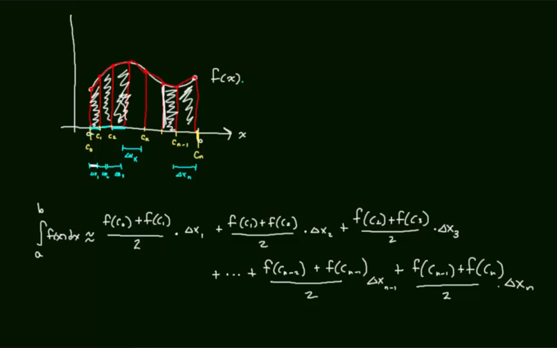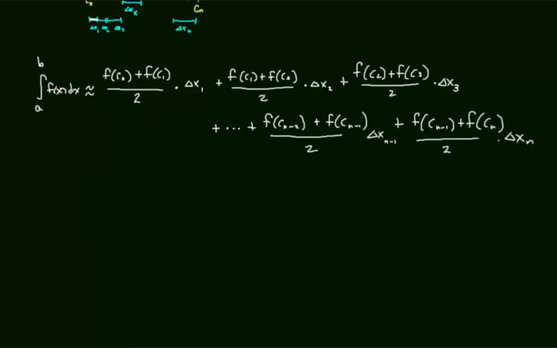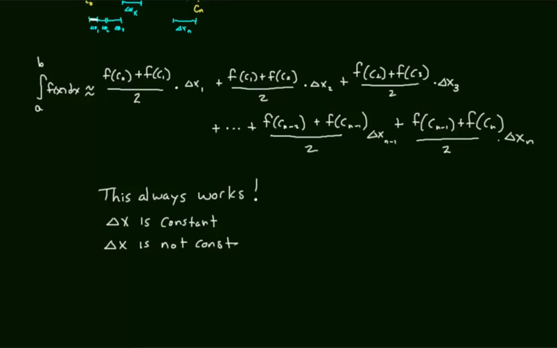So this formula that you see here, or process that you see here, always works. You can always use that process. It works when change in x is constant, meaning the partitions of x are always the same. It also works if change in x is not constant. It always works. I would, however, like to explore what would happen if change in x was always the same.